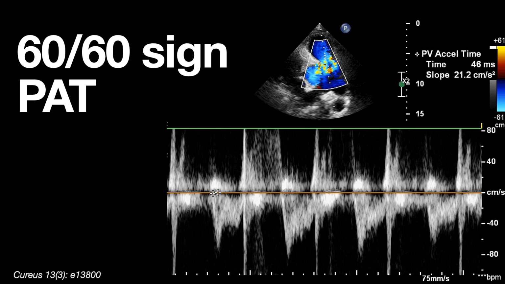PAT is shorter when afterload or pulmonary vascular resistance is higher, like in acute PE, since the obstruction is very proximal. Normal PAT is over 130 milliseconds, while a PAT of less than 60 reflects a markedly abnormal acceleration time. This one is 46, so this is an acute process.